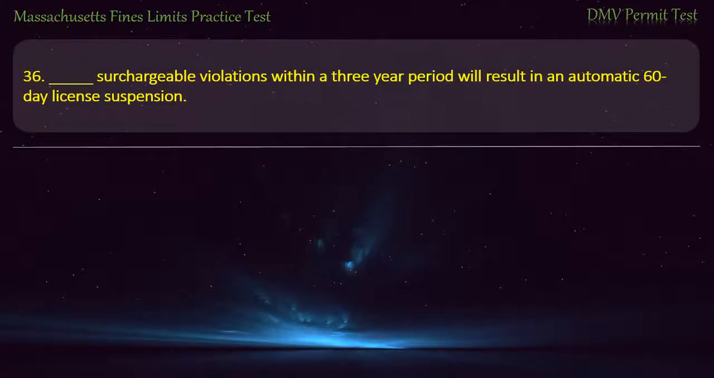Question 36. surchargeable violations within a 3-year period will result in an automatic 60-day license suspension. 7, 4, 6, 5. Answer: 7.